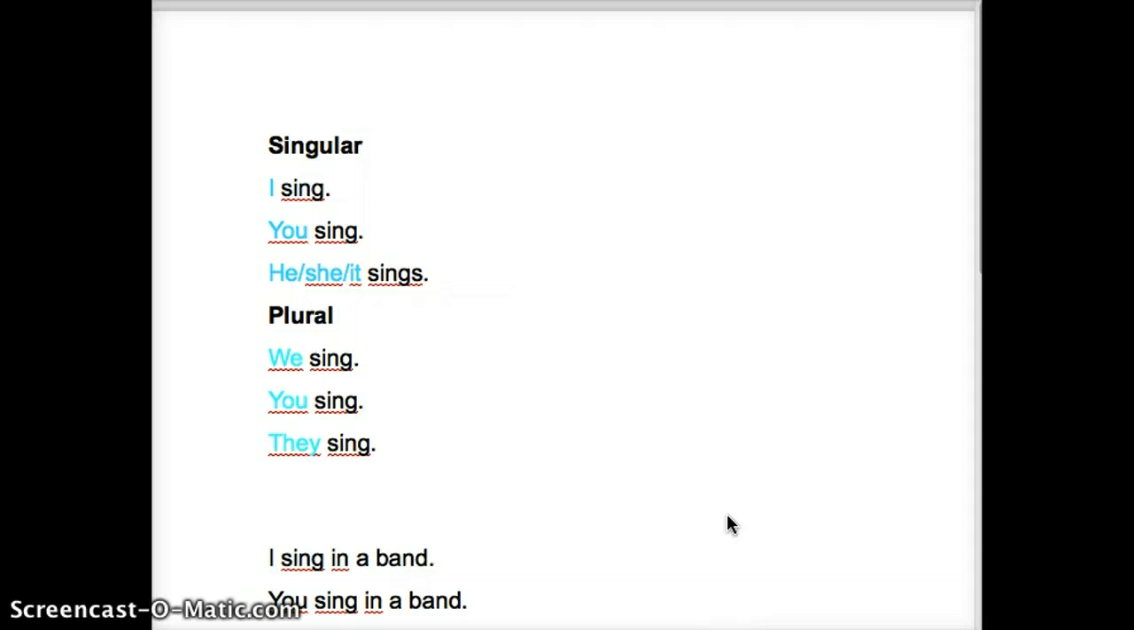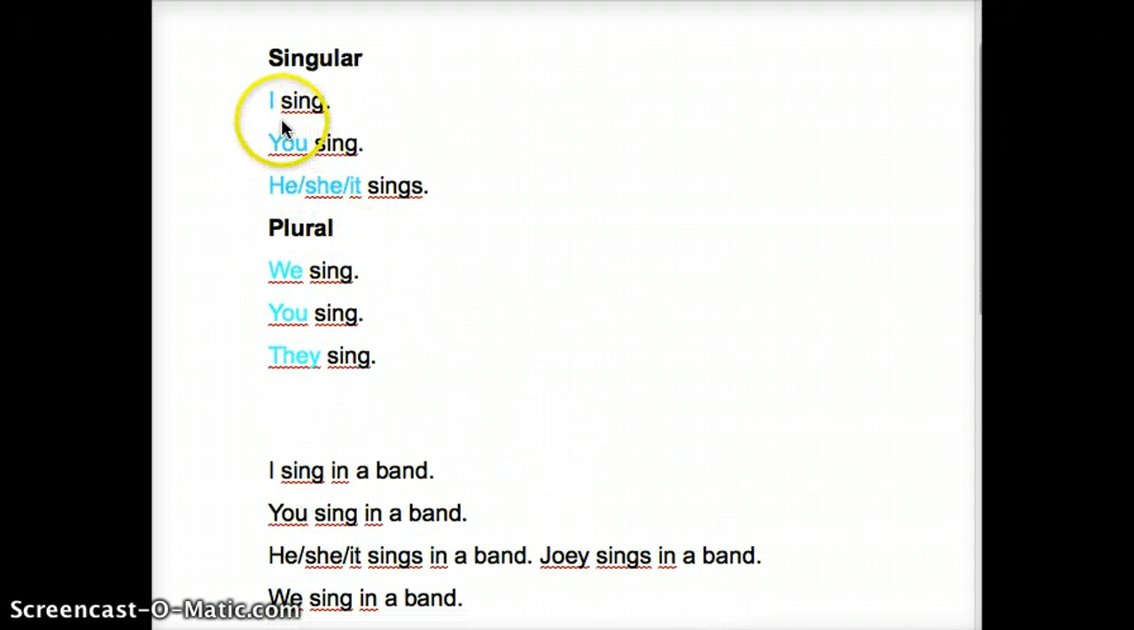I have highlighted the subjects in these sentences, and it's I, you, he, she, it, we, you, they. And as you can see, singular is similar except here. So if you're talking about I, or if you're talking about you, singular, or you plural, or we, or they, you don't add an S.